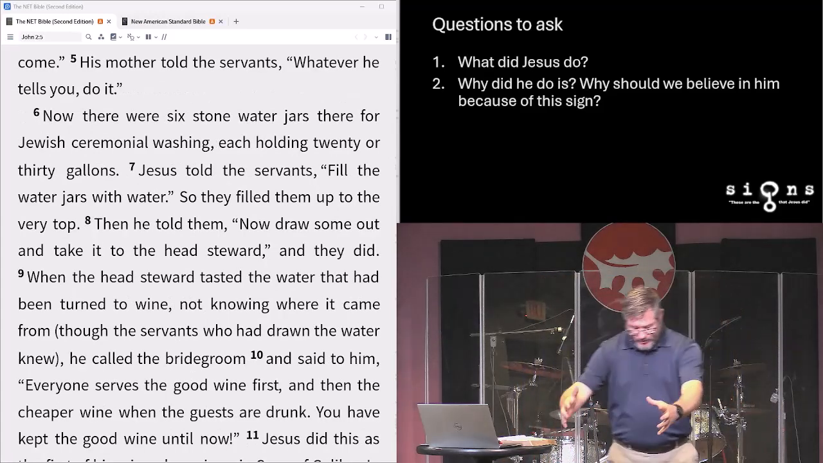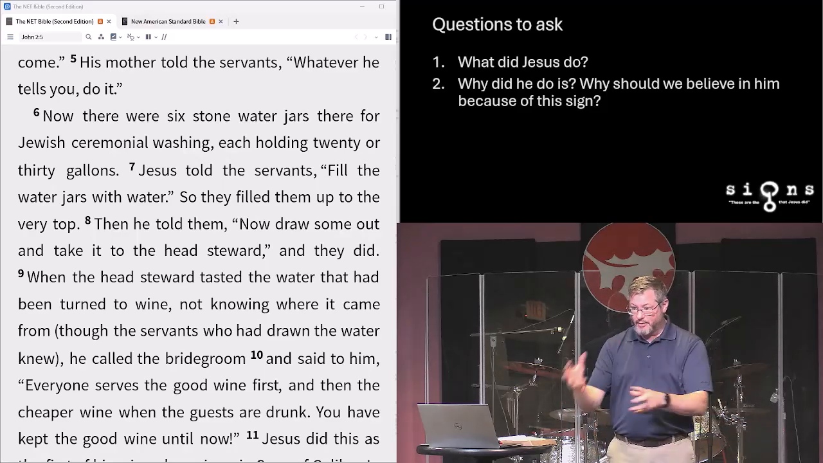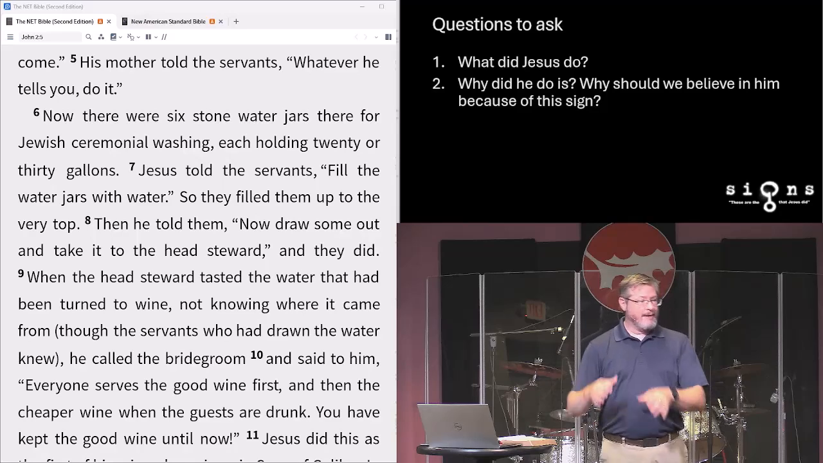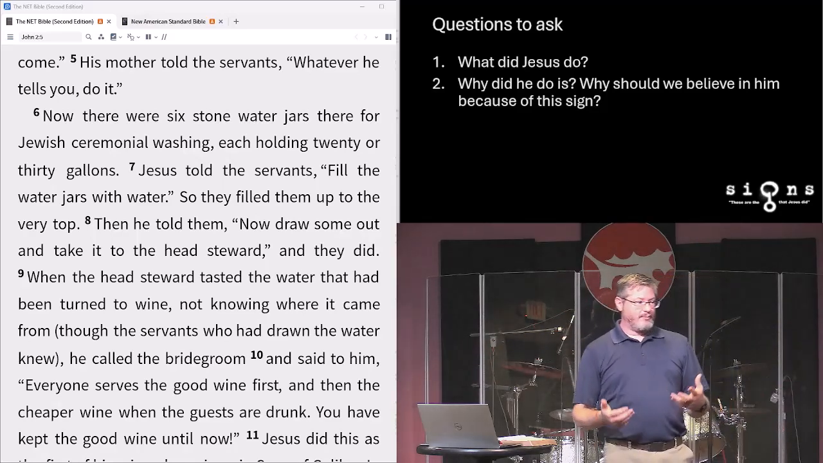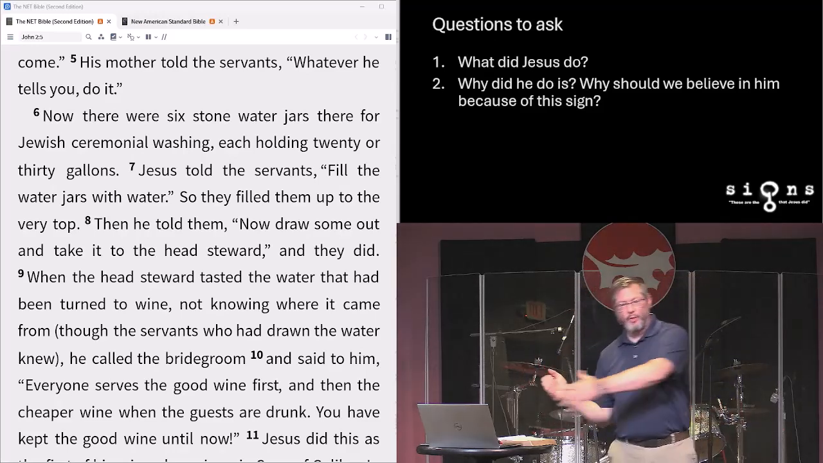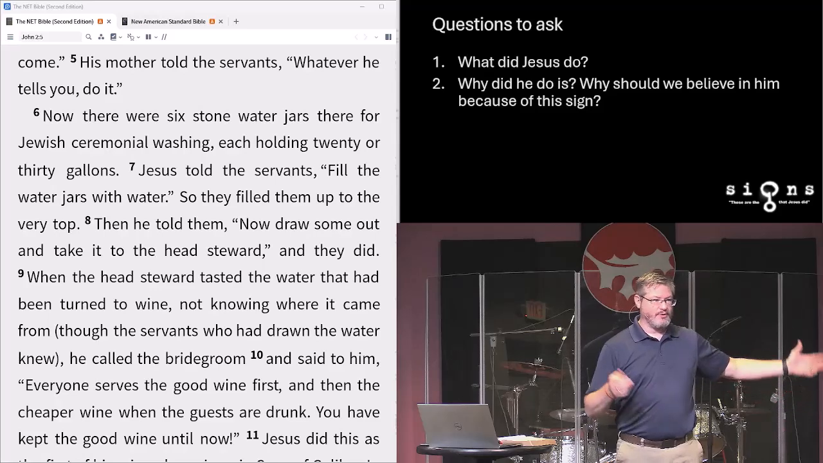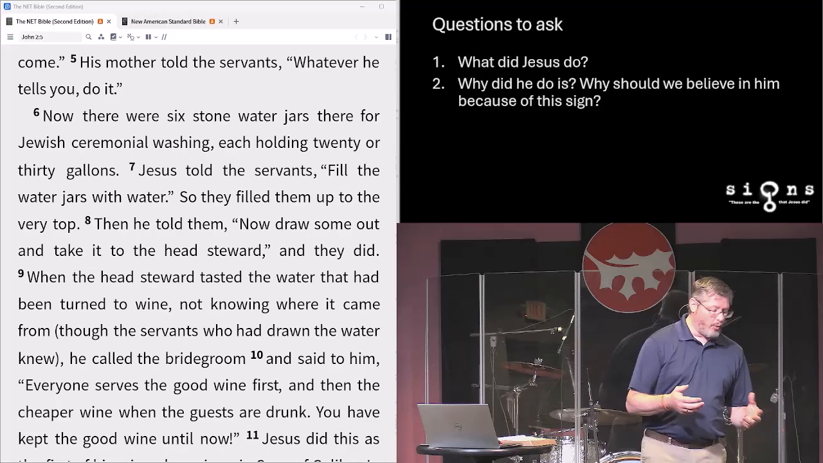These were probably outside, okay? So we're talking 120 gallons, 180 gallons, somewhere between these 6, okay? This was a big party. Jewish weddings would typically last at least a week, okay? There was the ceremony, and then there was a week-long feast. Okay, this was a big deal. Sometimes it lasted longer, okay, 2 weeks or more.